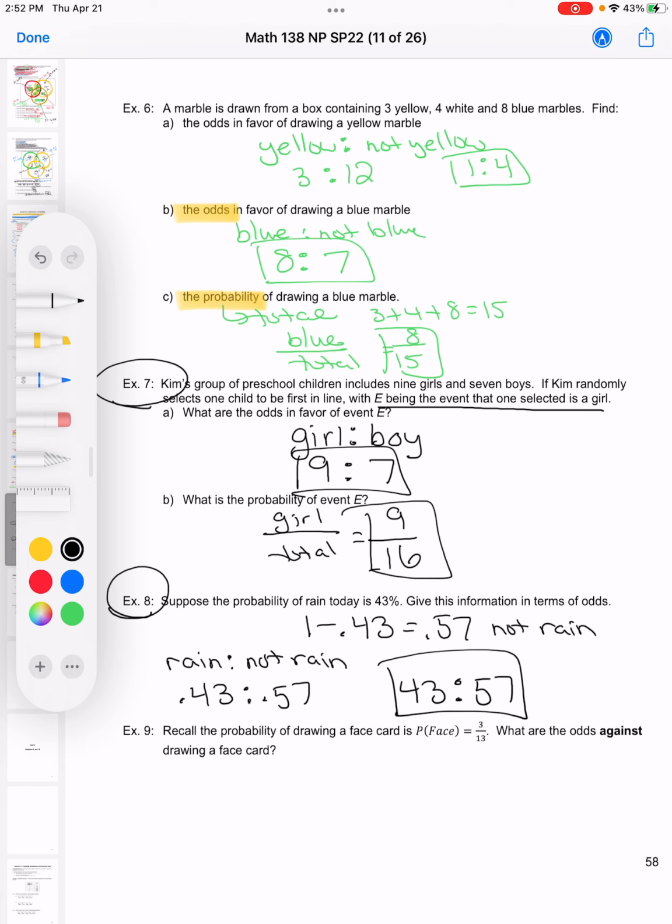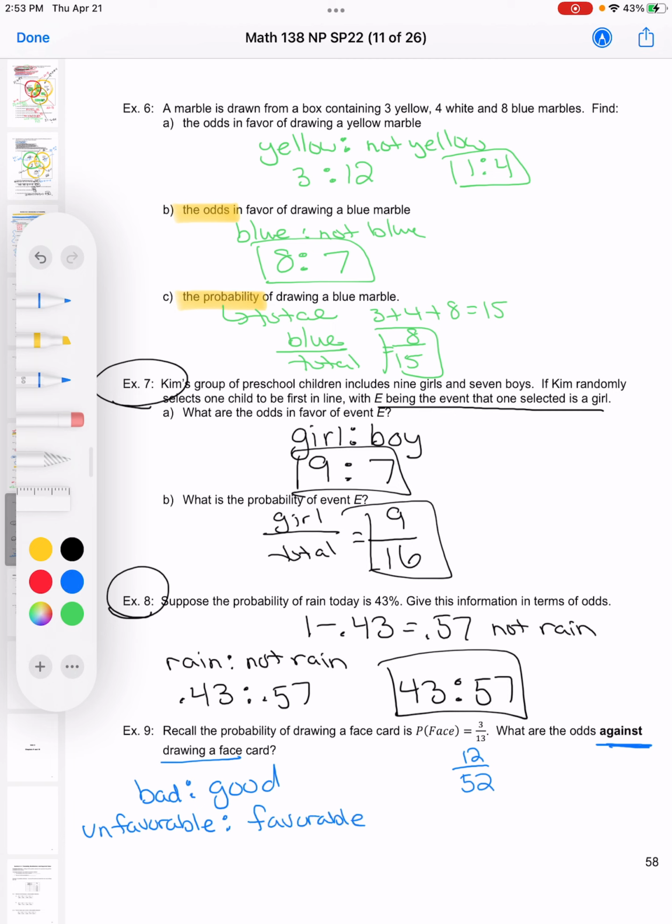Number 9 is a little different, so I left it for myself on here. So the probability of drawing a face card, I'm going to tell you, is 3 over 13. There are 12 face cards, and there are 52 total cards, and that reduces down to 3 out of 13. Now this one's different. It asks for the odds against. So the odds against, flip it. It's the bad to the good, or technically, we call that the unfavorable to the favorable.